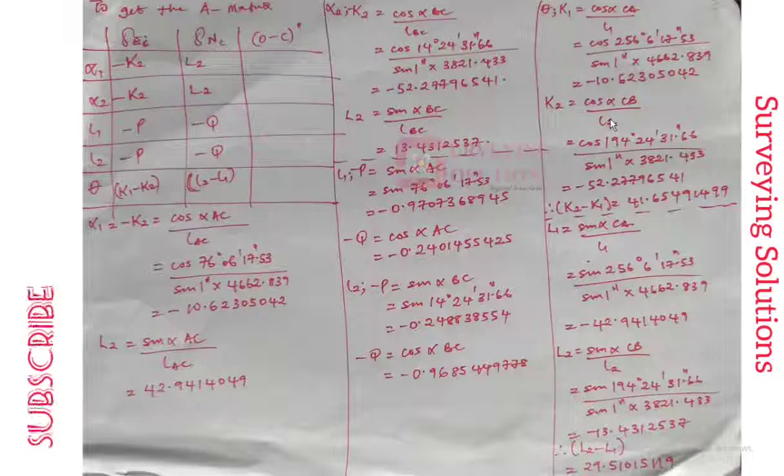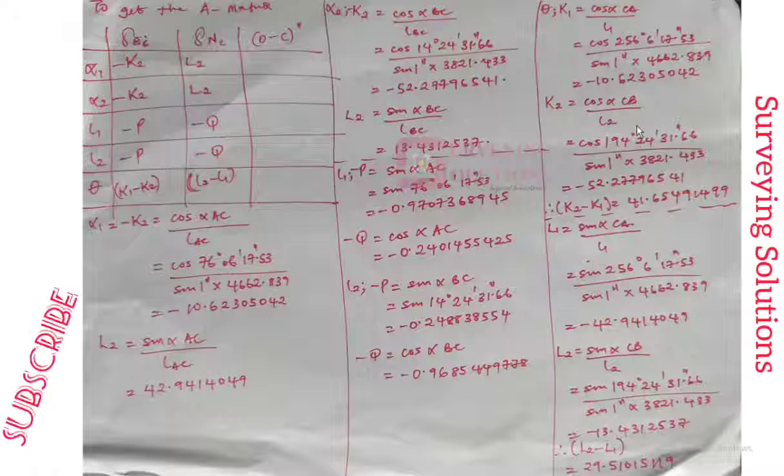Coming down to K2, we have cos bearing CB, not BC, all over L2. So we have cos 194. Our BC was 14, so 14 plus 180 gives you 194 degrees 24 minutes 31.66, divided by the length times sine 1 second. By the time you do this on your calculator, your answer is negative, right? Good. The coefficient here is not negative, therefore the negative holds. So ensure you do these things on your calculator.